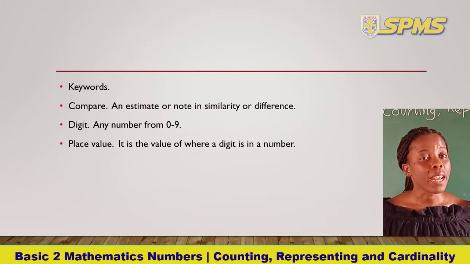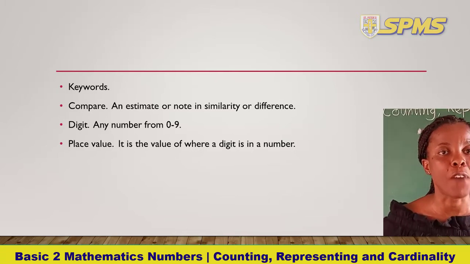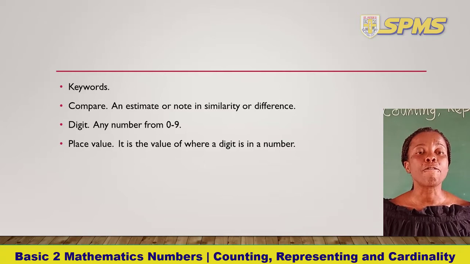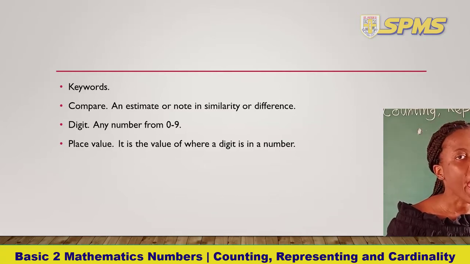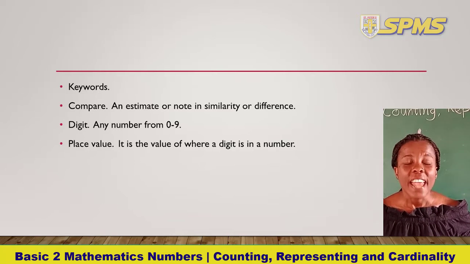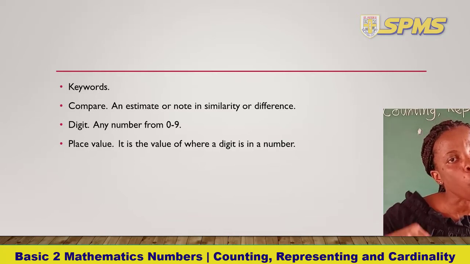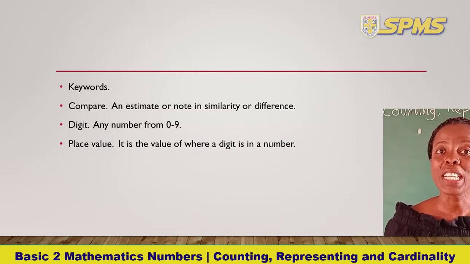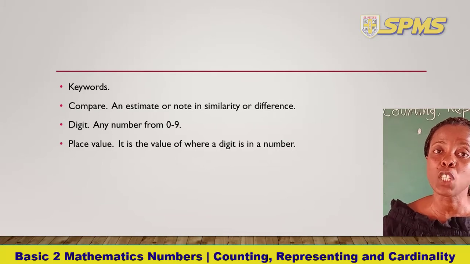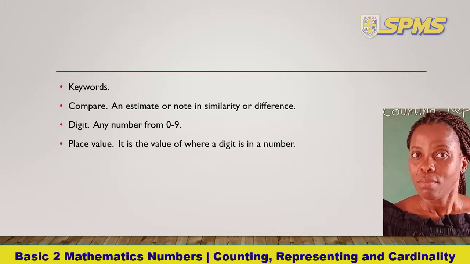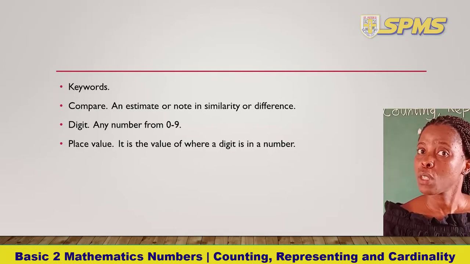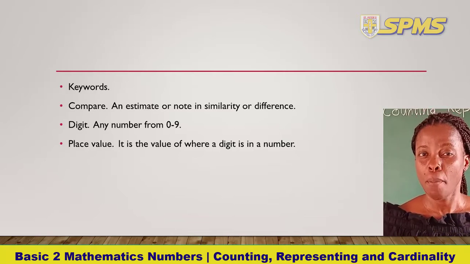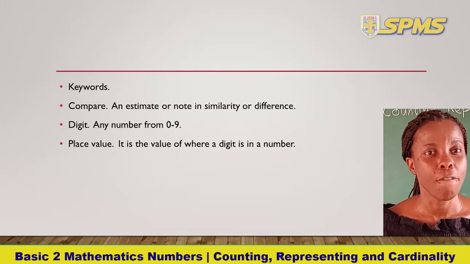Good. And our final keyword is going to be place value. What does it mean? It is the value of where a digit is in a number. So if I say 15, and I ask you to tell me the value of the place of 1, you should be able to tell me. And if I also ask you to tell me the value of the place of 5 in the number 15, you should be able to tell me. That is what we call place value.